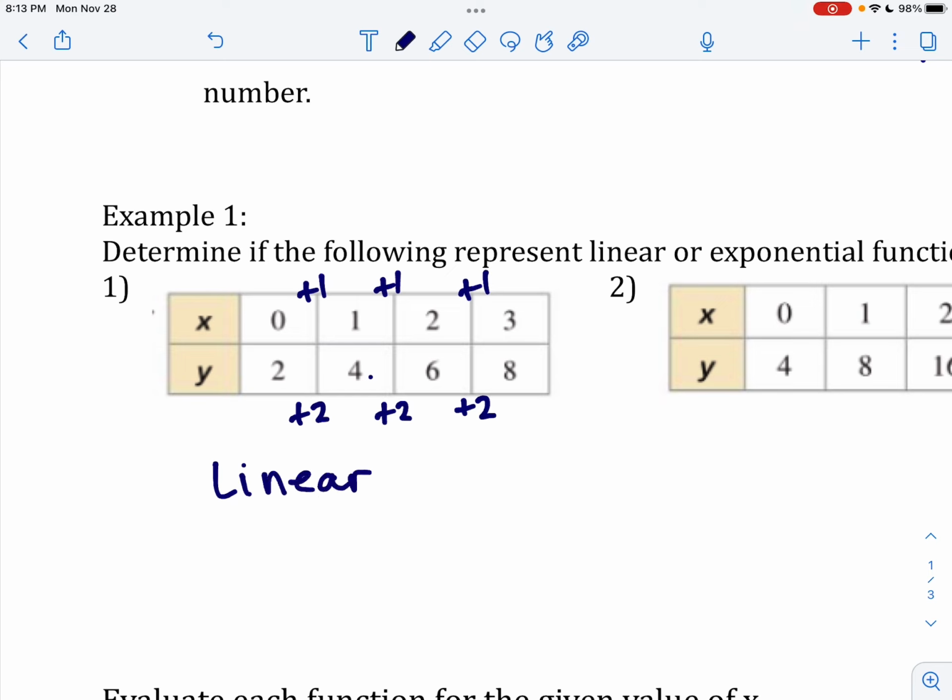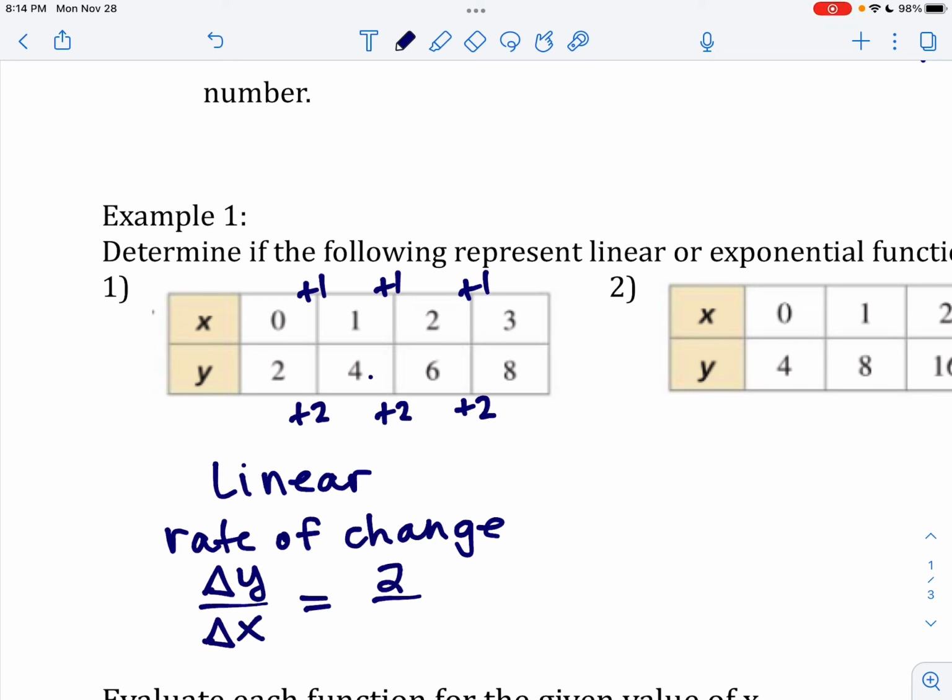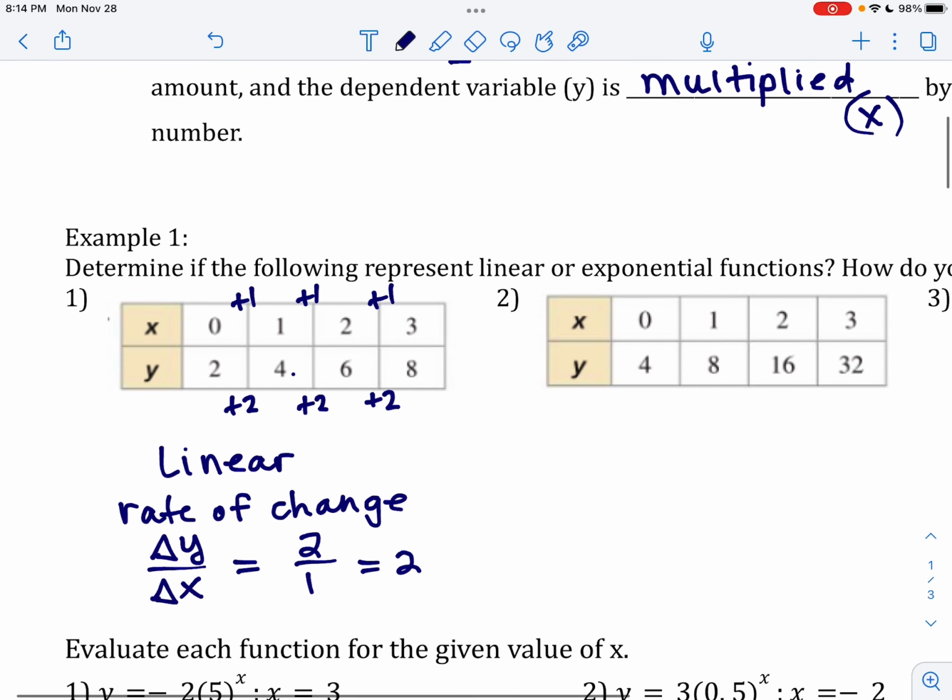And remember, to find the rate of change, it's the change in y over the change in x. The change in y is 2, the change in x is 1, so the rate of change is 2 over 1, or just 2. So basically that's finding your slope. So nothing new, just kind of a recall on that one, just to see what you remember.